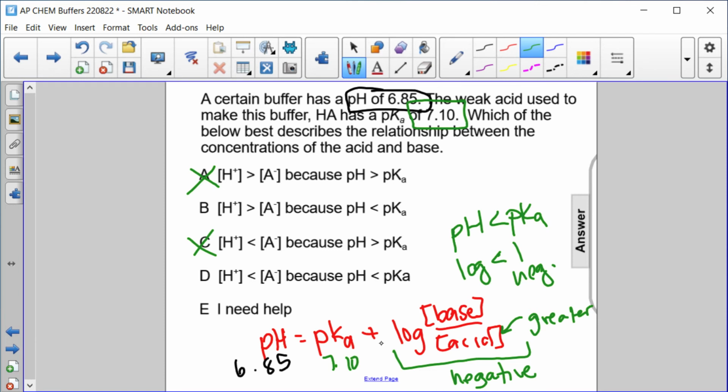That will result in a negative when I take the log, and will decrease the right side of this equation closer to 6.85. So the acid concentration in this case has to be larger than the base concentration because the pH is less than the pKa. So that's answer choice B.